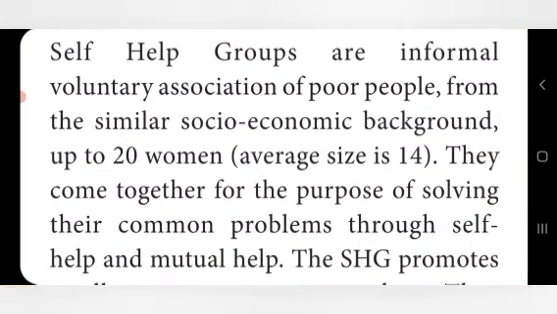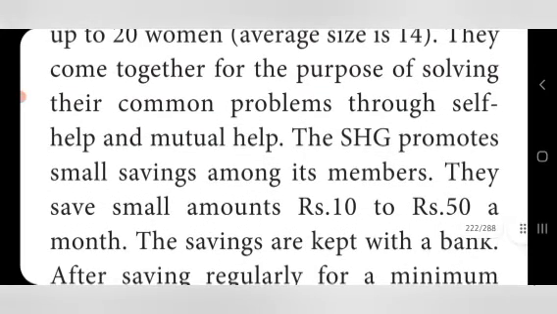The self-help group is an informal voluntary association of poor people from a similar socio-economic background, up to 20 women, maybe 14 women. They come together for the purpose of solving their common problems through self-help and mutual help. The SHG promotes small savings among its members. They share some amount and keep the shares in their banks, which is savings.